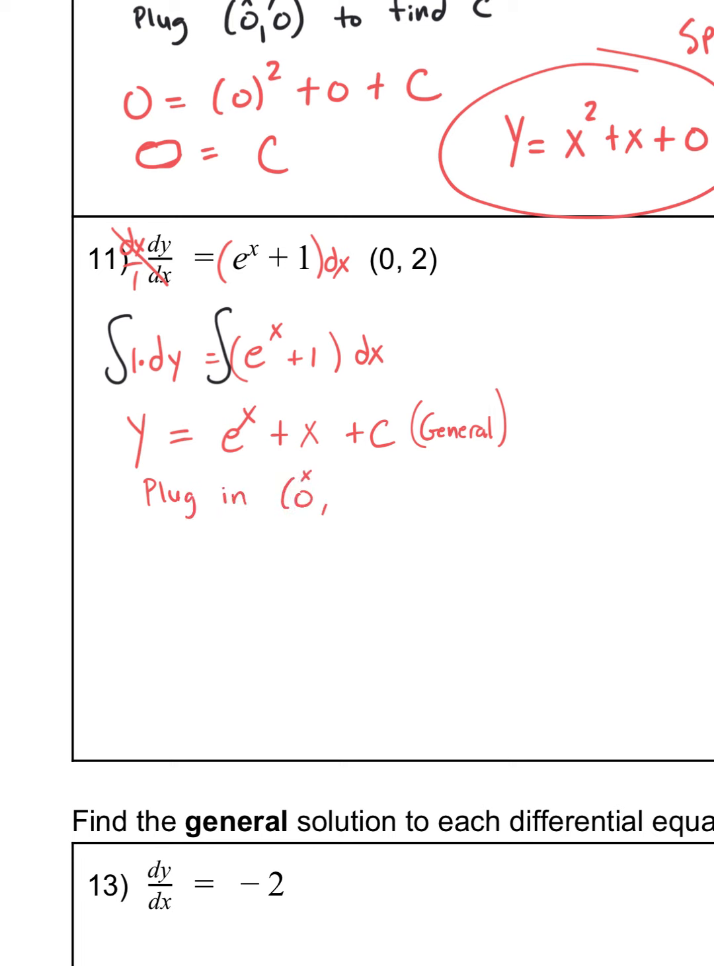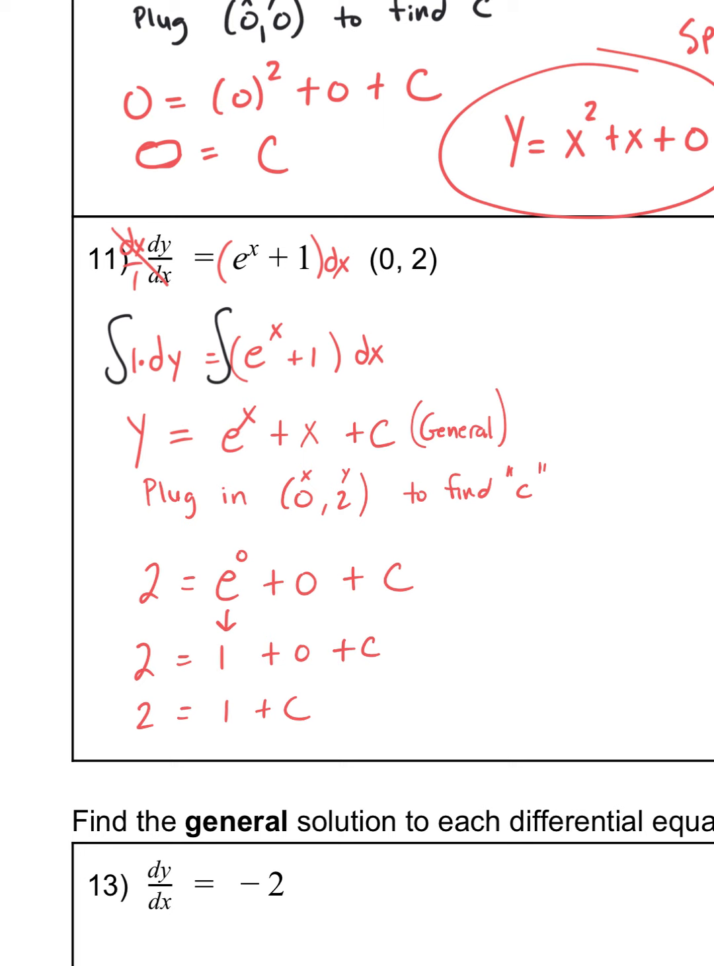0 is our x, 2 is our y, to find c. So 2 is equal to e to the 0 plus 0 plus c. The 2 comes down. Anything to the 0 power is equal to 1, plus 0 plus c. So 2 is equal to 1 plus c, and then I subtract 1 from both sides. So I get c is equal to 1.